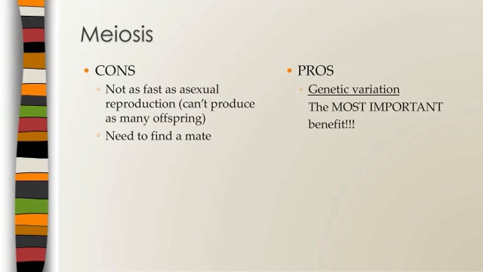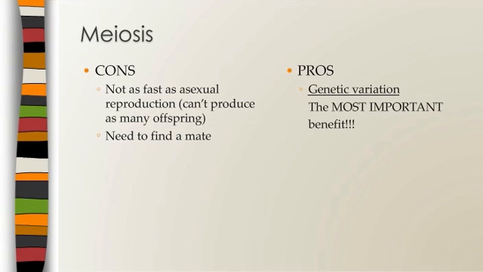So let's look at the pros and cons of meiosis. Meiosis, and there is a place to write this in, is not as fast as asexual reproduction. This means that organisms can't produce as many offspring. They need to find a mate in order to have offspring.